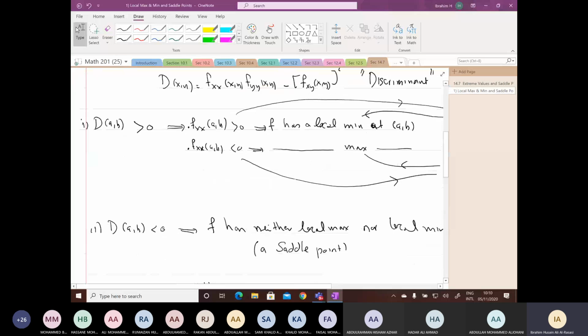If the discriminant is positive, you have to check the sign of f sub xx. If it is positive, it will be a local minimum. If it is negative, it will be a local maximum.